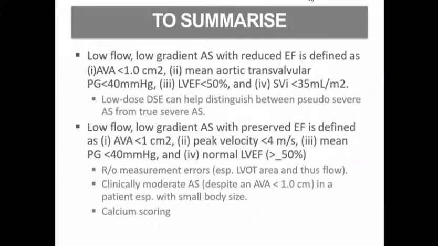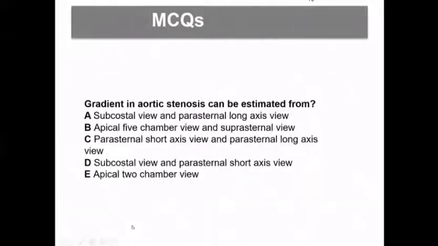So this was low flow, low gradient. Whenever you get a patient with low flow, low gradient, you should go for a dobutamine stress test to differentiate between pseudo and real severe AS. And if you are still not getting a clear answer, you should send for a CT scan, multi-detector CT for calcium scoring. So this was the last. In the end, I think there are not many people here to interact with for the MCQs.